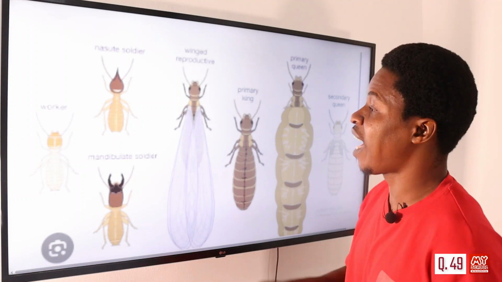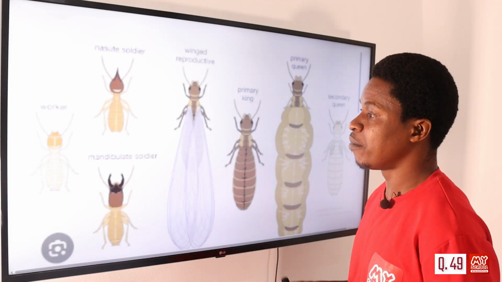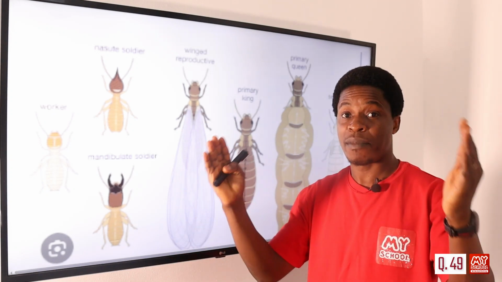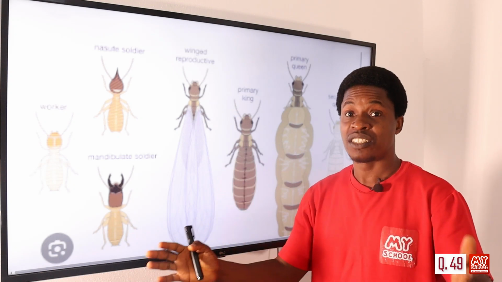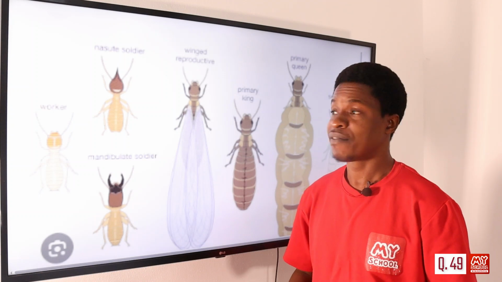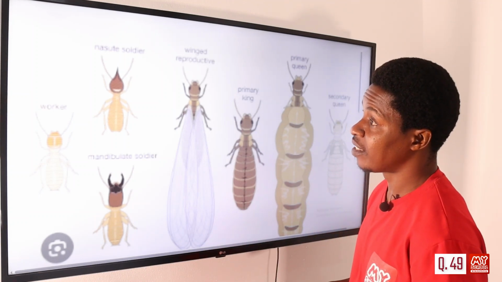So these are the different castes of the termites that you can have in a termitarium. Like I said, a termitarium is the habitat that is built by termites, where termites actually live. It's just like mud that is built up like that. We see them in villages and in farmland. So let's move on to the options so that we can suit our answer.